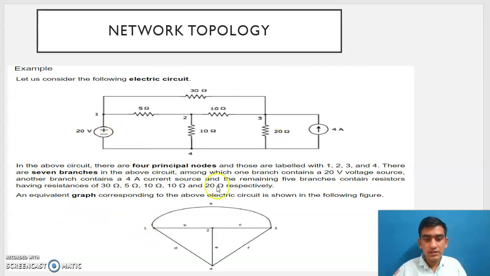This is a circuit. This is its equivalent graph. In this circuit, there are four principal nodes and these are labeled as 1, 2, 3, 4. There are 7 branches in the above circuit, among which one branch contains a 20 volt source and another contains a 4 ampere current source, and the remaining 5 branches contain resistors of 5 ohms, 30 ohms, 10 and 20 ohms. This is the equivalent graph corresponding to the electric circuit shown.